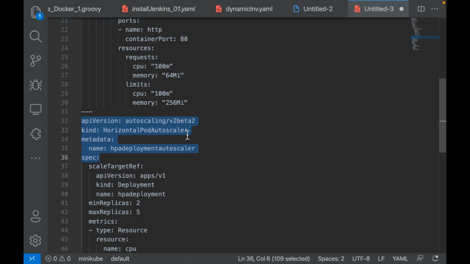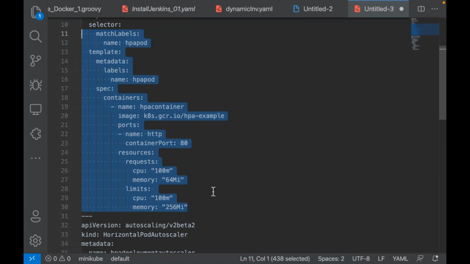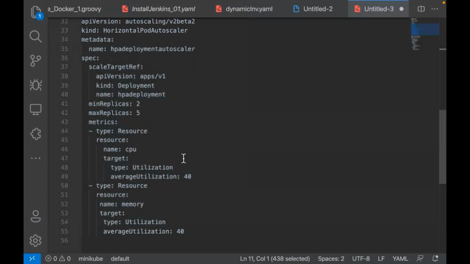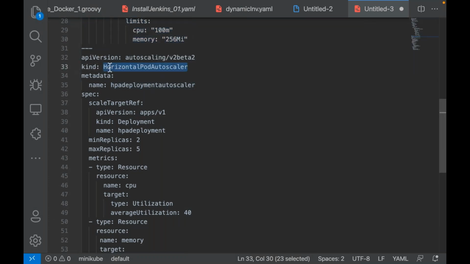Yes. Similarly here, if I just create a deployment like this, will it be increased and decreased automatically based on the load? No. We need to have some kind of scaling policies. So that is what this horizontal pod autoscaler is.